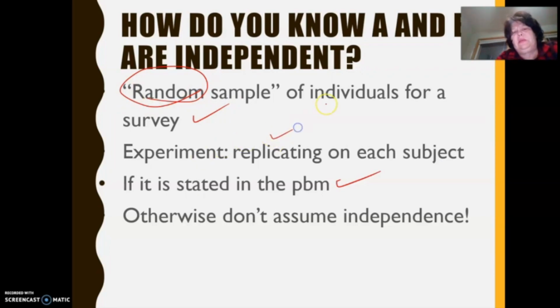If they have experiments, the results will be independent because they're replicating and doing the exact same thing each time. So the results won't depend on each other, but the experiment would have to state that. Otherwise, it's very important to not assume independence.